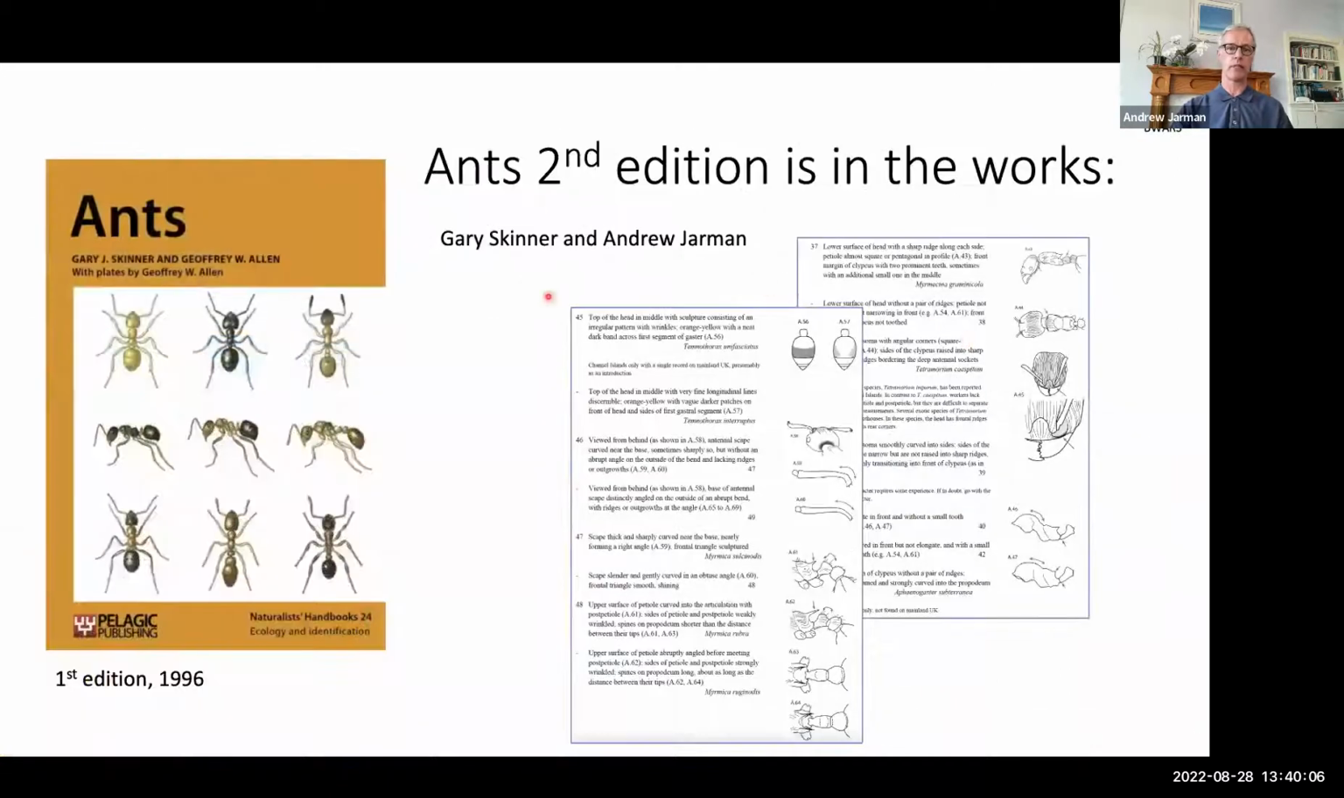Before we go on, many of you, if you've used keys to identify ants, will be very familiar with this book, Skinner and Allen, Ants, that has really good keys for British ants, but it's now, as many of you will know, very dated. 1996 was the first edition. More recent keys are available, but they tend to include European species as well, so they're even harder to use than those just for the British species. The good news is that there's a second edition in the works, and I've been very privileged to join Gary to contribute the keys to this new edition. Hopefully it will be published next year.